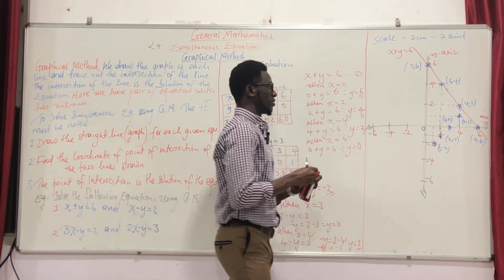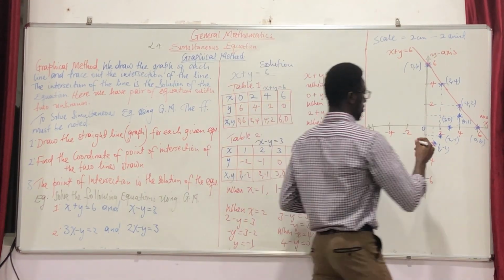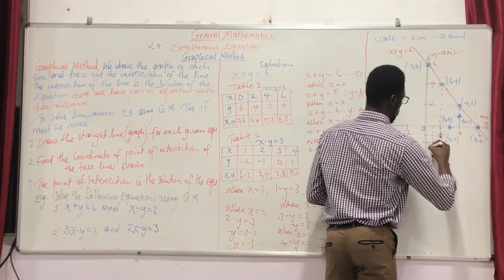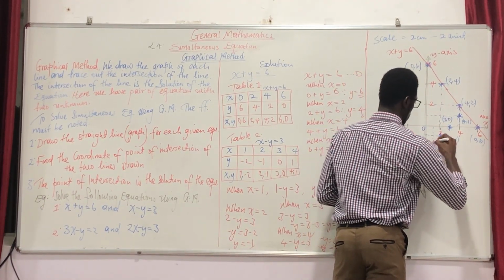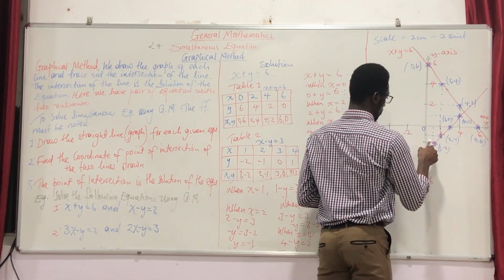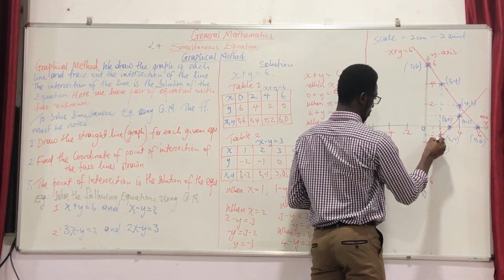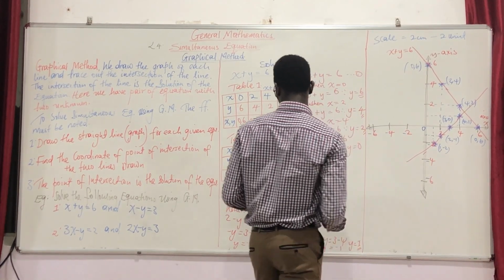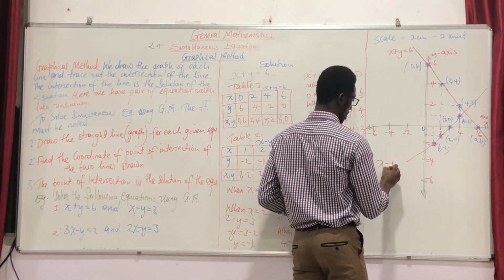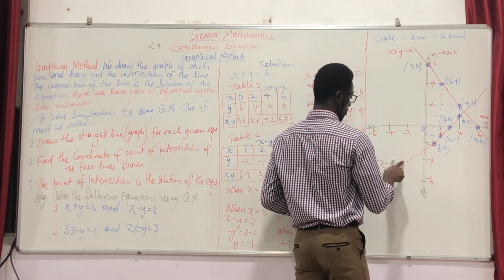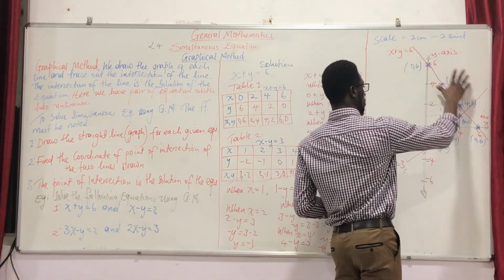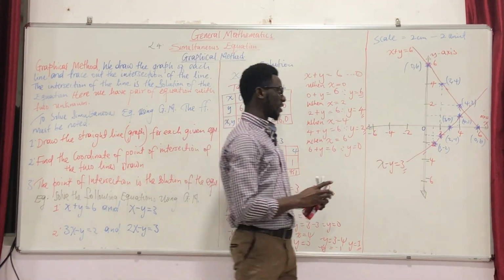Then again, we draw this graph. We trace all these points here, and we see these are the points. This equation is the second equation, that's x minus y equals 3. If we plot this graph using graph paper, then you can get it exactly.